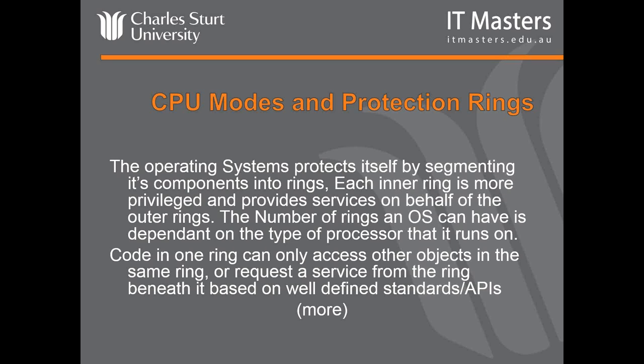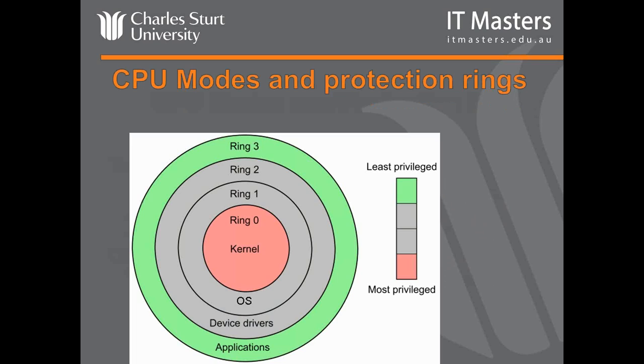The idea is code in one ring can only access objects in the same ring or request using an API something ring to ring. So ring three, ring two, that sort of thing. That's the idea of the model.